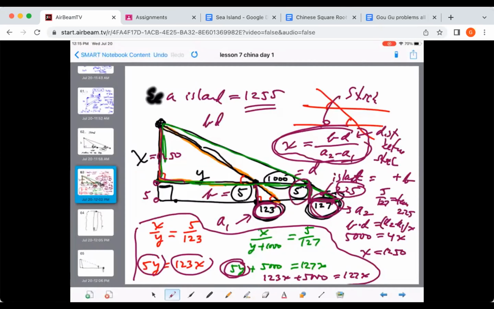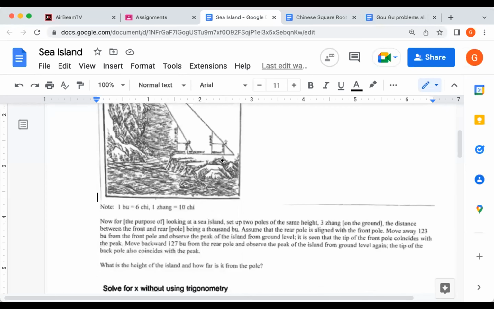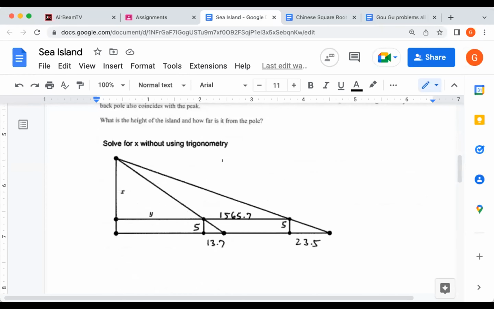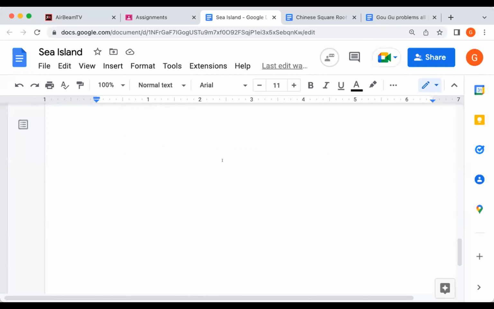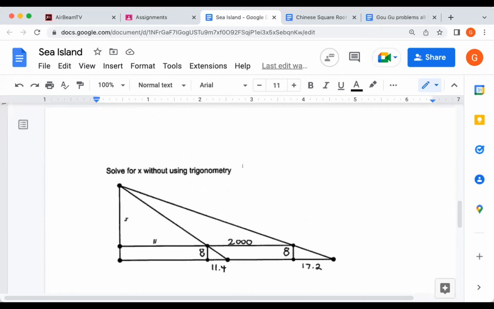If you don't know tangent, you forgot it, don't worry about it, because for homework, you're going to do the question this way. And you can see in the assignments, I have here Sea Island, and I have 2 questions. That's it. 2 Sea Island questions. That's our only homework set up for you.